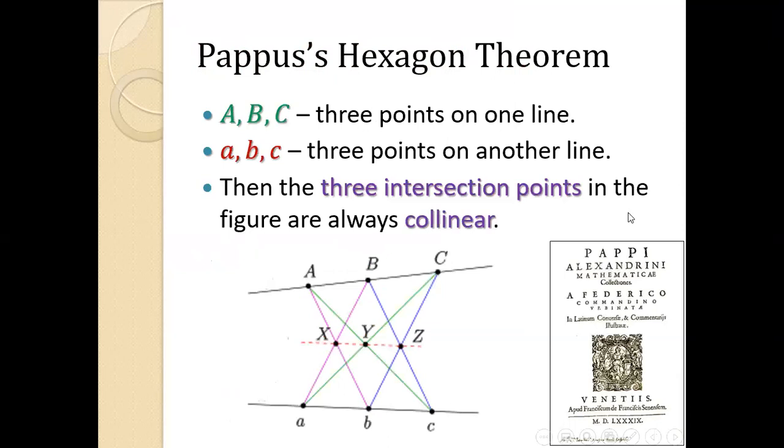So here's briefly this theorem, Pappus's theorem. You take a line, any line that you like, and you put 3 points on it. Let's call them capital A, capital B, capital C. And then you take another line, and you put another 3 points on it. Let's call them lowercase a, lowercase b, lowercase c. Any lines that you want, any 3 points that you want on them.